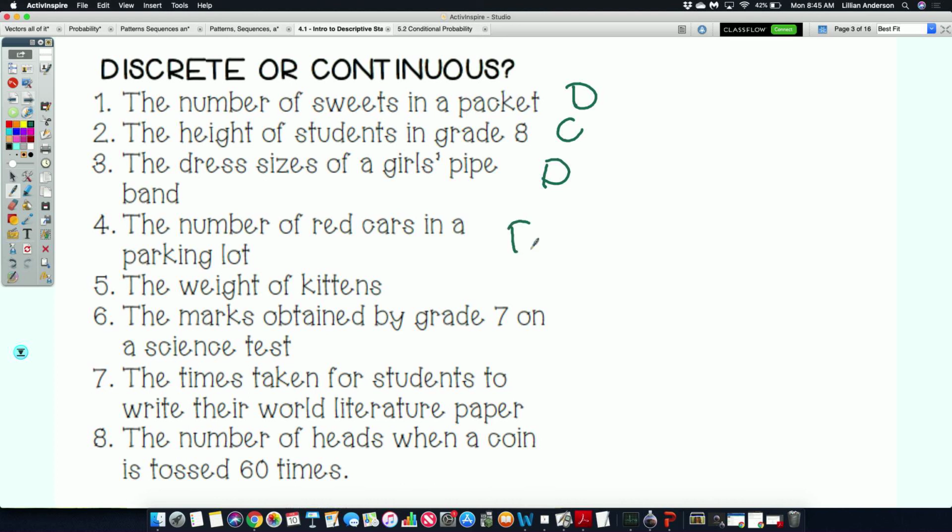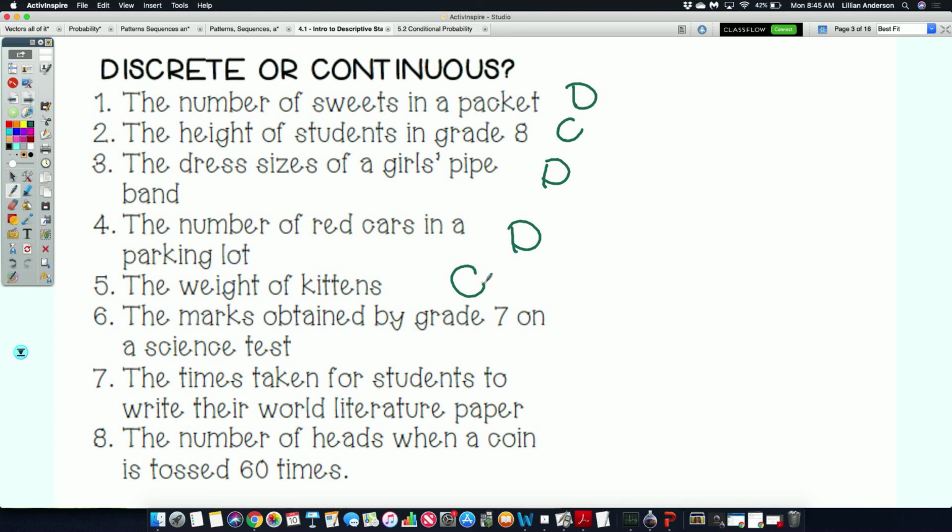So think of it like this. Could you actually go out and count whatever it is that is asking you to determine if it's continuous or discrete, or can you not? Such as the weight of kittens. Can I count that? So this would be an example of continuous.